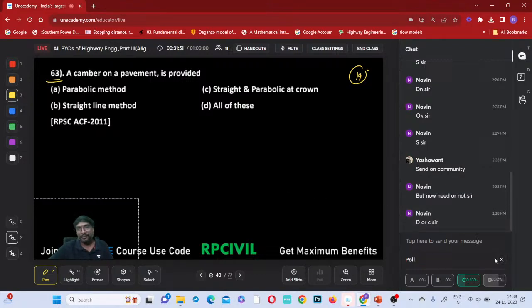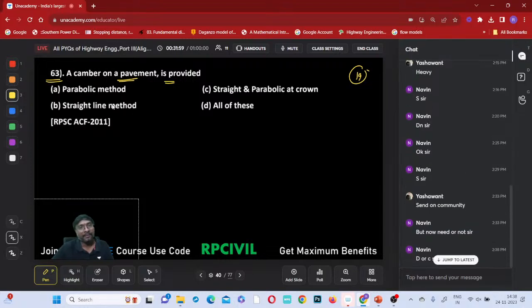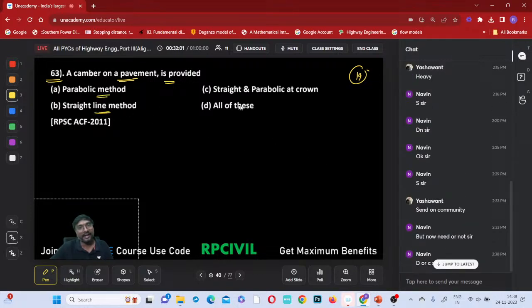Which one is better? Tell me. By default, one we have to select, right? A camera and a payment is provided, right? Provided means the final value which we have to select now. Parabolic, straight line, straight and parabolic at crown, right? But which one is preferred? Tell me.